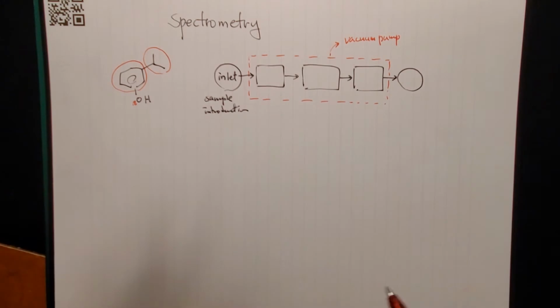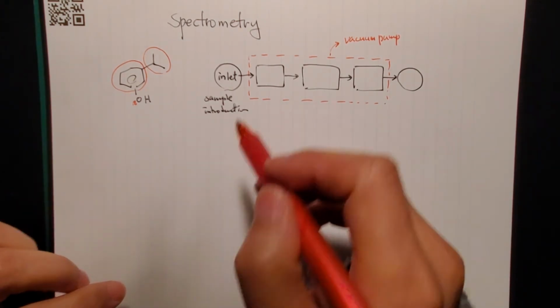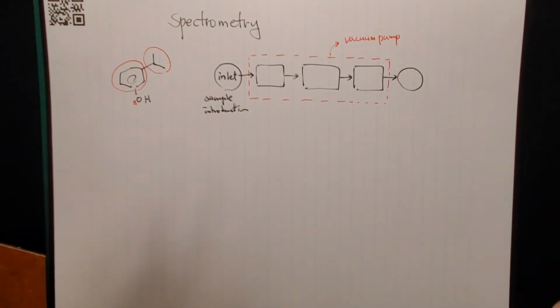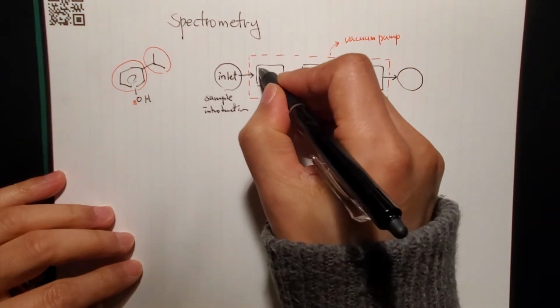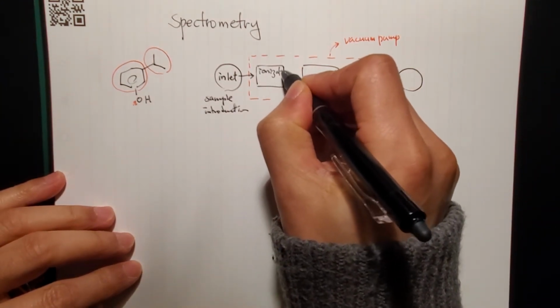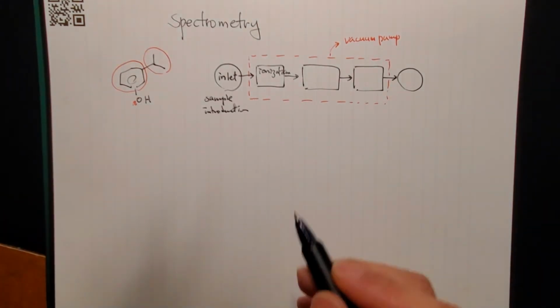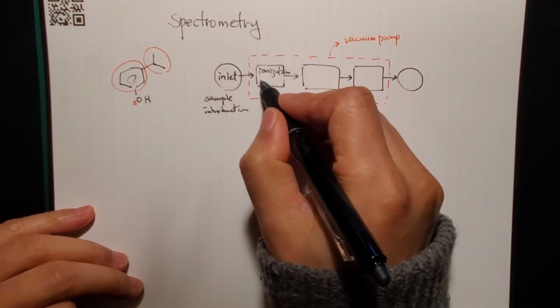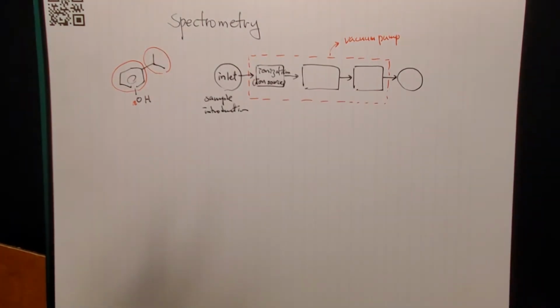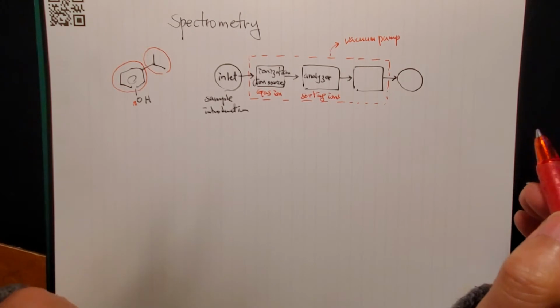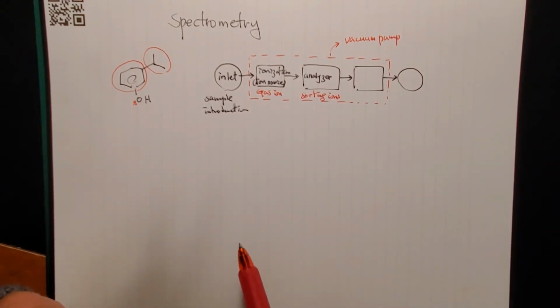Once you introduce the sample to the system, you have the ionization part. That's the source of ions. That's what you're generating there. Once the ions are generated by a variety of methods, you're entering the analyzer. That's where you sort things out.